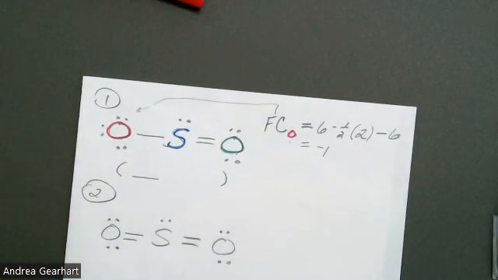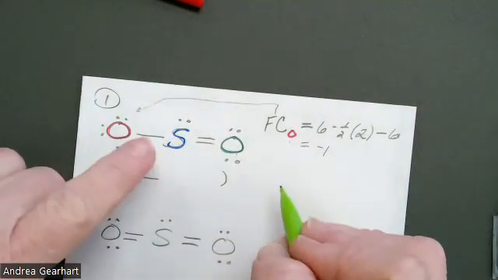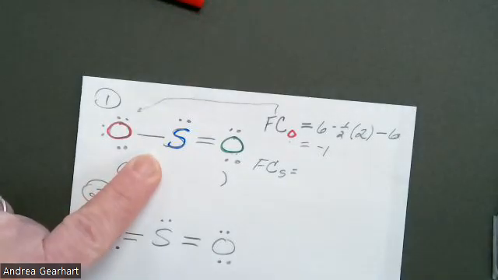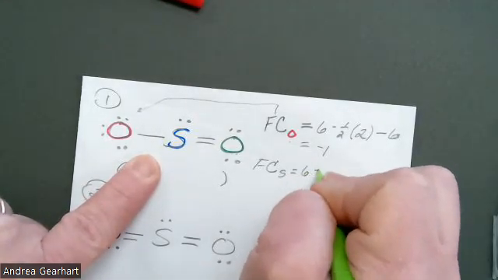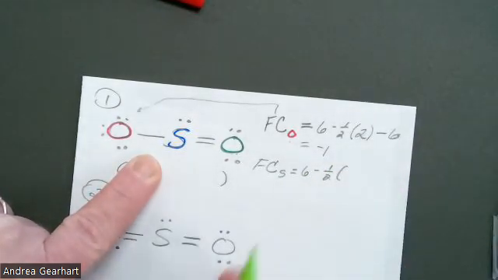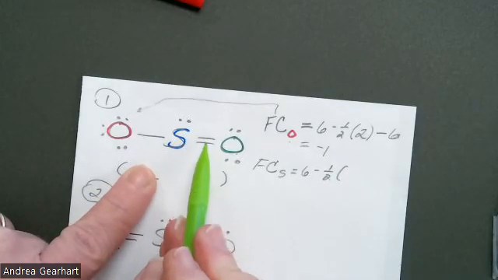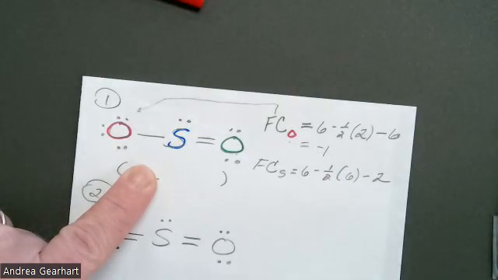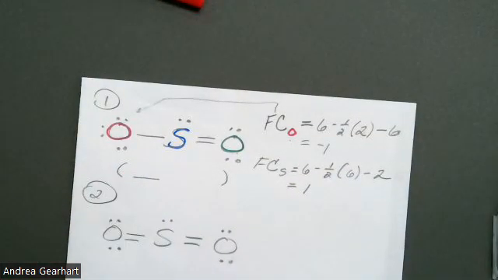goal. All right. So let's do the formal charge for sulfur. Sulfur is 6 minus 1/2. Sorry, this is what I was thinking of last time. 2, 4, 6 minus 2. It gets a formal charge of 1. Yes.